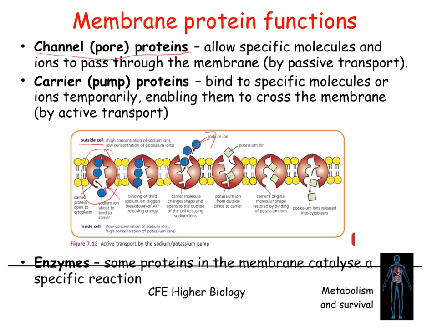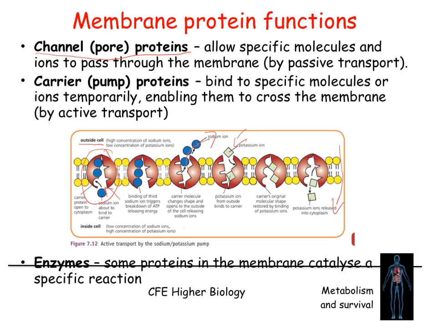And potassium ions are now able to bind to the carrier, and the carrier's original molecular shape is restored when these ions are bound to it, and the potassium ions are released into the cytoplasm. This requires energy, so it's called active transport, and it results in a low concentration of sodium ions and a high concentration of potassium ions inside of the cell. And that is important for the functioning of muscle and nerve cells.